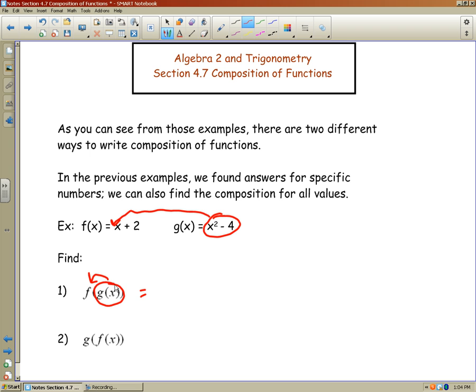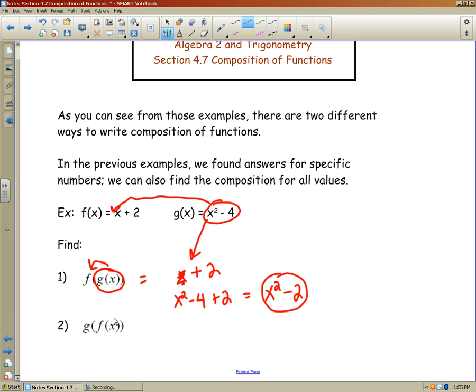Again, remember you're taking your inside function, plugging it into your outside function. So your outside function is x plus 2, but we're not going to write x. We're going to make that substitution. We're going to put g of x in. So we're going to substitute in x squared minus 4, plus 2 that you took from here, and then just simplify. And that's your answer. So we took this function, g of x, and substituted it into f.